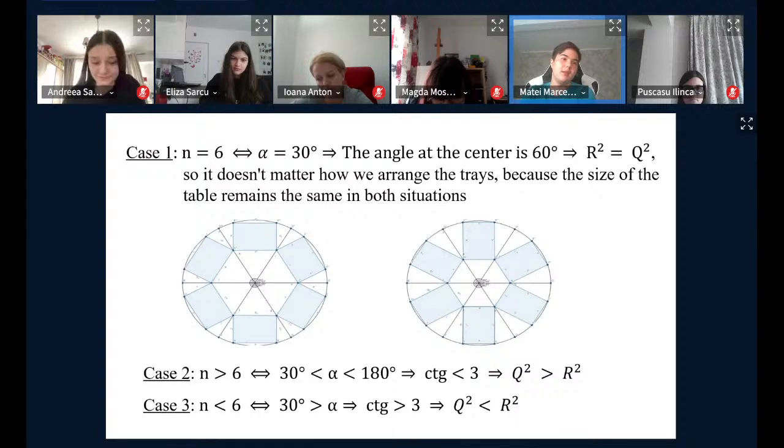And the last case, if n is less than 6, that means 30 degrees is more than alpha. That means cotangent of alpha is more than 3. That means q squared is less than r squared.